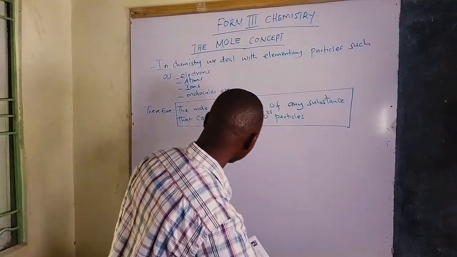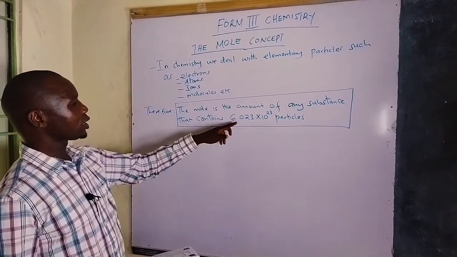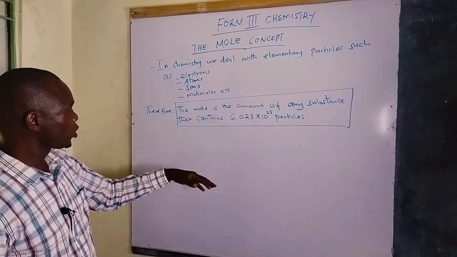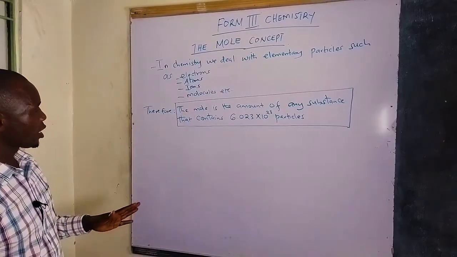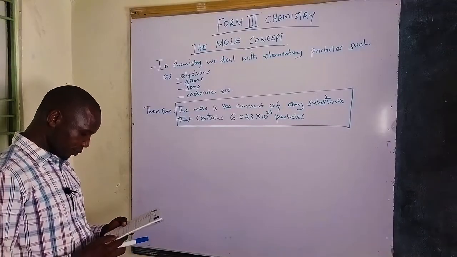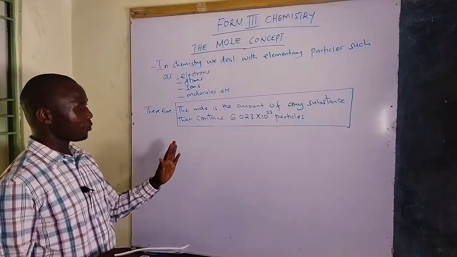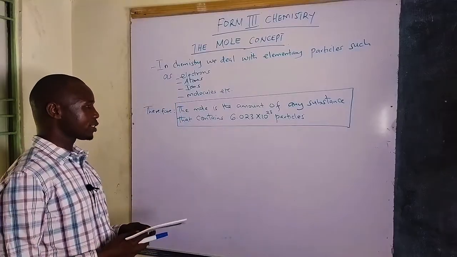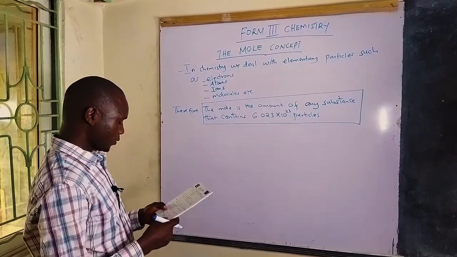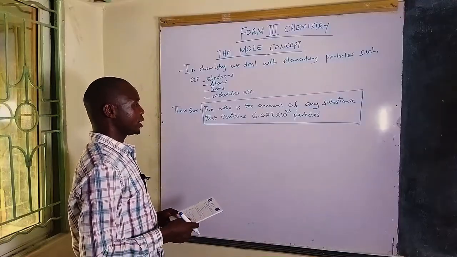And we say that the mole is the amount of any substance that will always contain 6.023 times 10 power 23 particles. The particles could be electrons, atoms, ions, molecules, etc. In that case, we are going to use the basic unit of counting in chemistry, known as the mole, to determine the number of particles present in any given substance. Just like a dozen contains 12 items, a mole contains 6.023 times 10 power 23 particles.